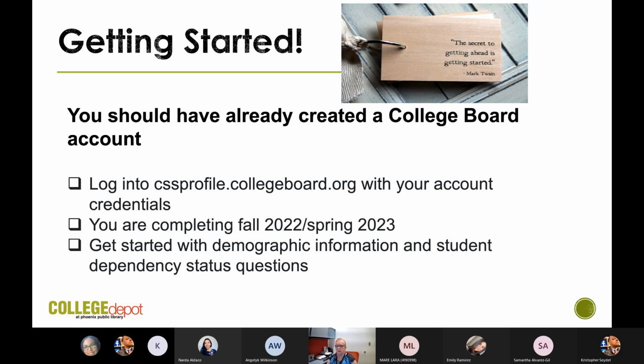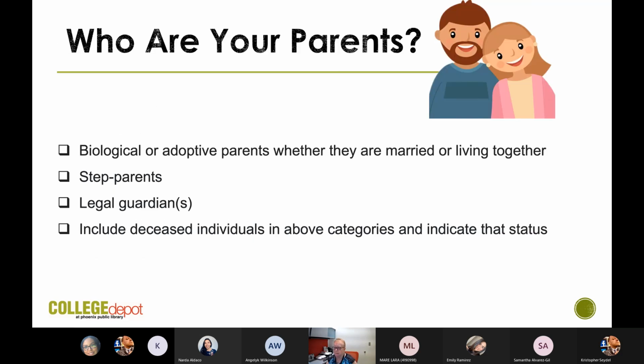you will see that you have some basic questions to answer about your demographics. So go ahead and review those right now, and we will go on to the next section in just a moment. So if you have any questions about what you need to be doing at this point, please ask now. But you should be at the Getting Started section of your 22-23 CSS profile.